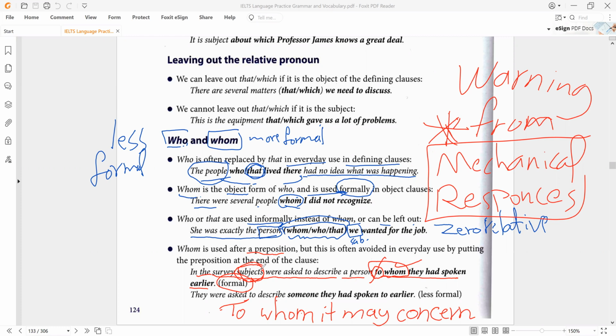Anyway, if you hear the word subject, yes, subject. أو كلمة subject تجي حتى موضوع. Let us discuss this subject. I have no idea about the subject you are talking about. بهذا الشكل. Okay. They were asked to describe someone they had spoken to earlier. هذه less formal. إذن هي نفس الشيء. The survey subjects were asked to describe a person to whom they had spoken earlier. They were asked to describe someone they had spoken to earlier.